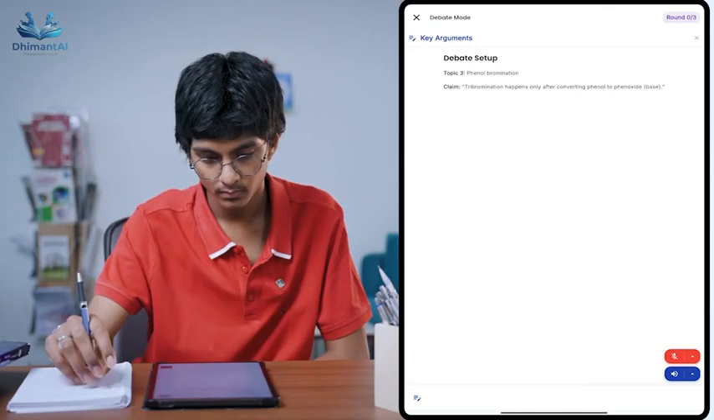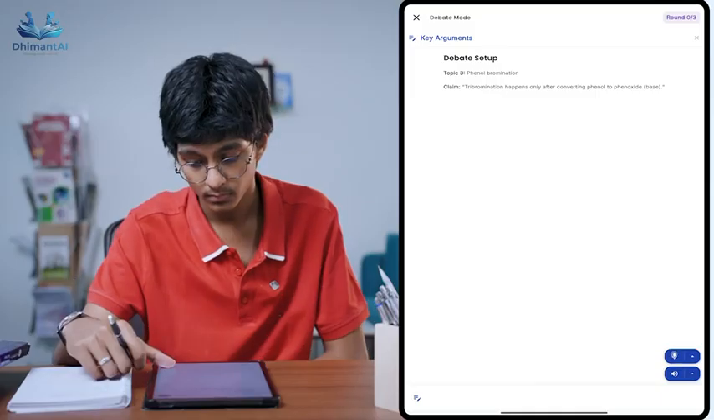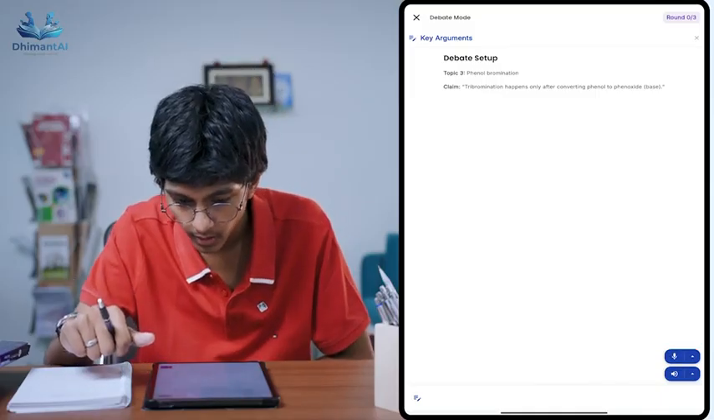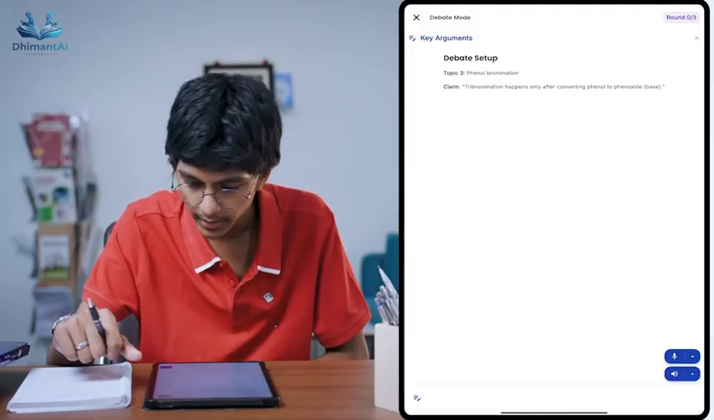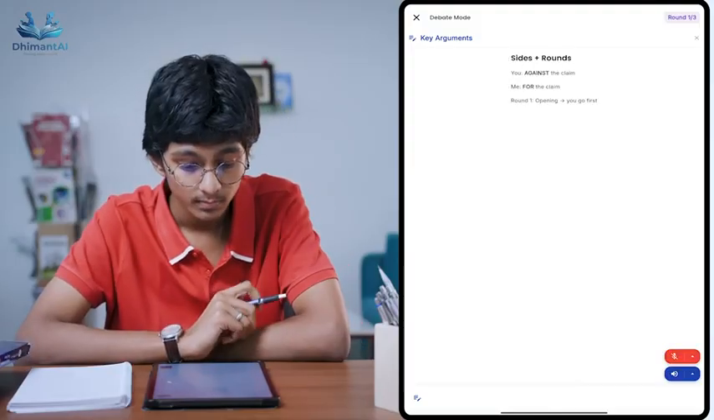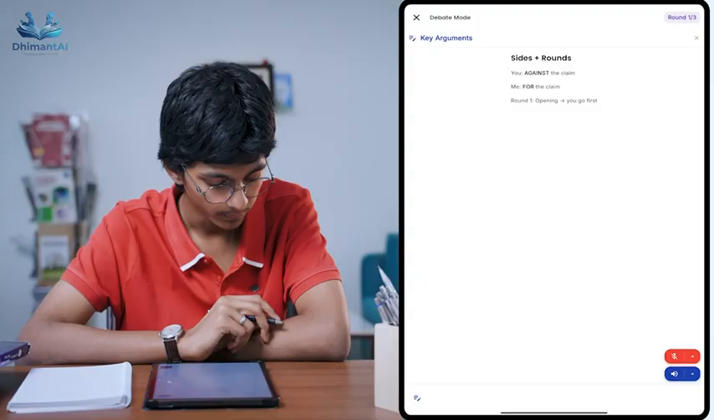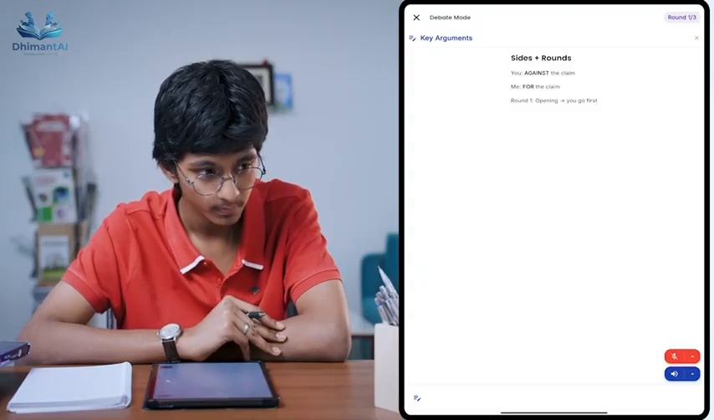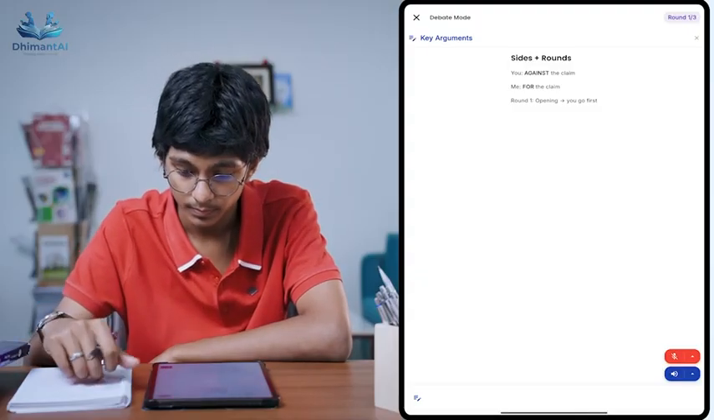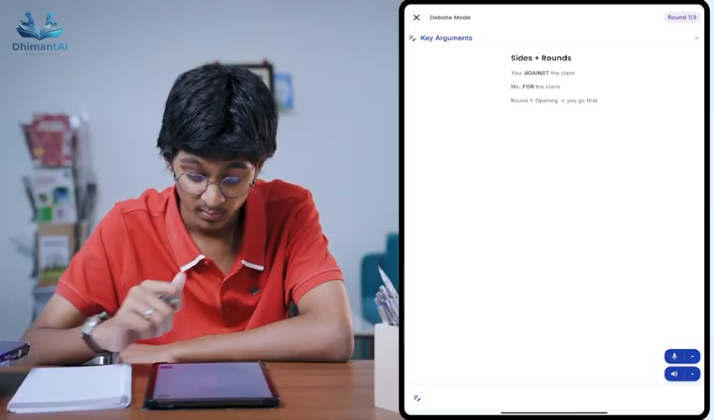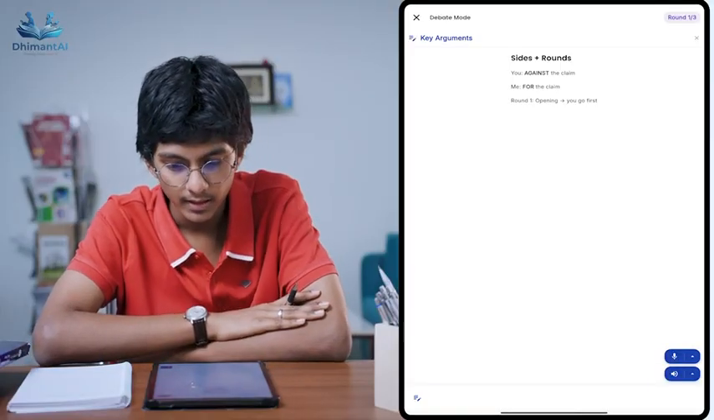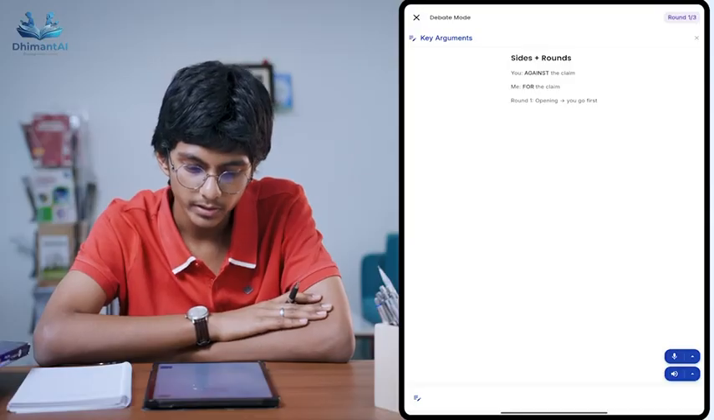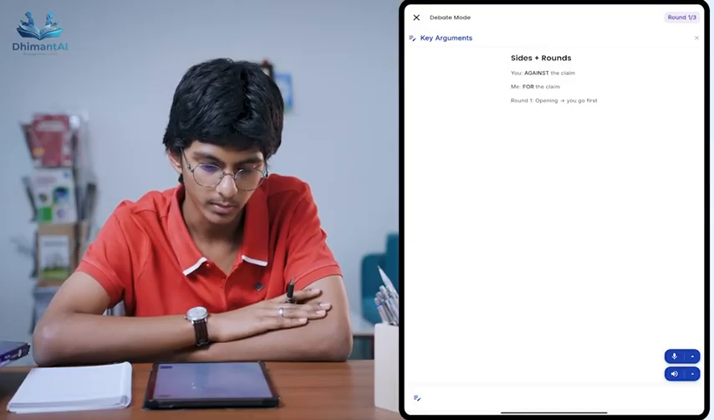Do you want to argue for the claim or against it? I would like to argue against the claim. Round 1 opening. Give your main argument why tribromination does not require making phenoxide first. What is your best point? I think that for tribromination, phenoxide ion is not required.